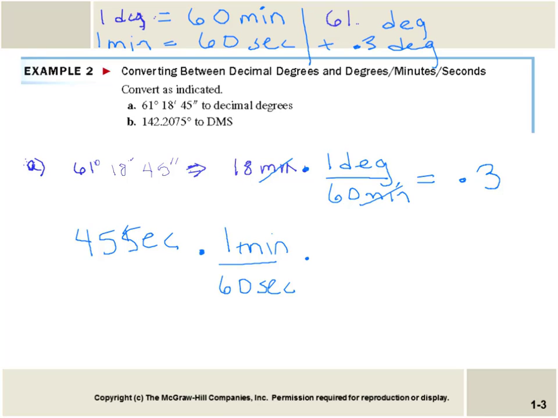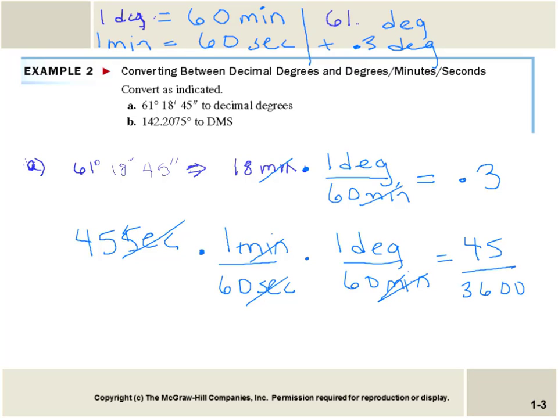and I know that 1 degree is equal to 60 minutes. So now, as you can see, I can cancel seconds with seconds and minutes with minutes, and I get 45 over 3600, which is equal to 0.0125. Is that what you guys are telling me?